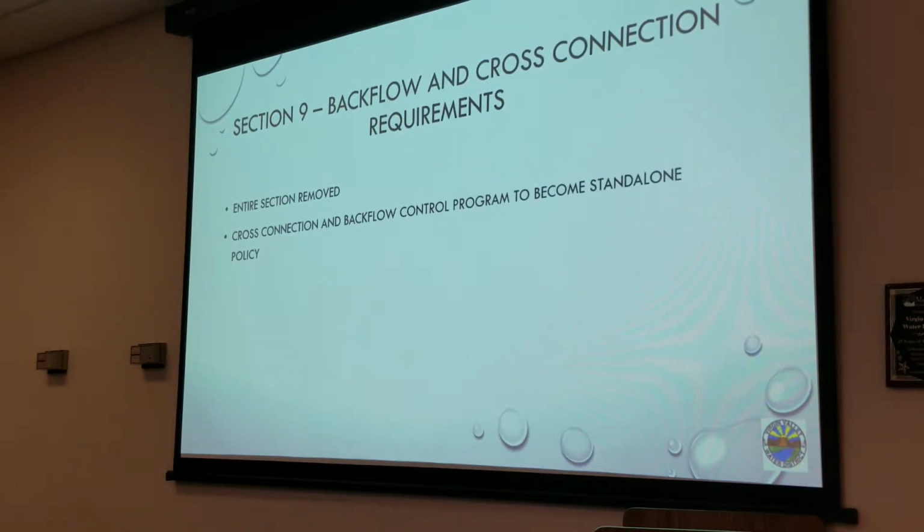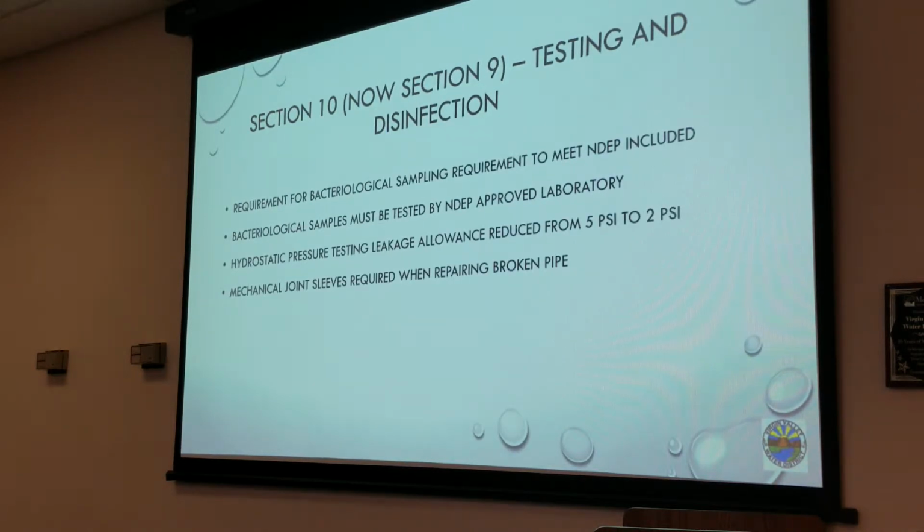We're hopefully going to remove that tonight and have it as its own standalone document. Section 10, which will hopefully be the new section 9, just talks about bacteriological sampling once new lines go in, and making sure that the lines are safe before we actually turn them into the system. That's always been the case. This isn't something new that we're doing. This is just clarifying language in there to meet NDEP's requirements.